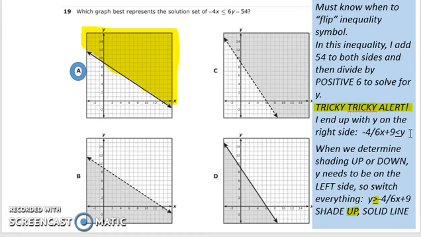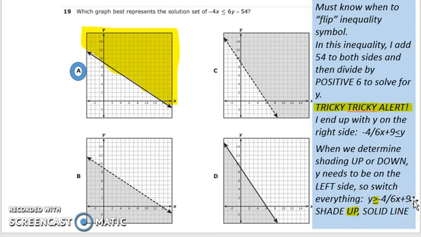Well, just like a pancake, just flip everything over, and you'll come down here and you'll have y is greater than. Because when the y went to the left-hand side and everything else went to the right-hand side, the inequality symbol followed the y and flipped over. So now we have y is greater than or equal to negative 4 over 6 x plus 9.